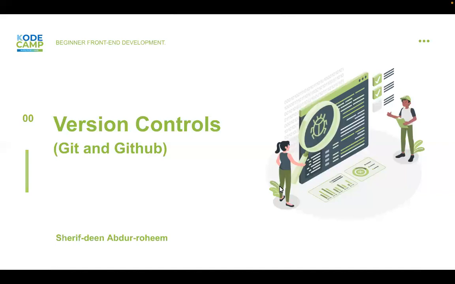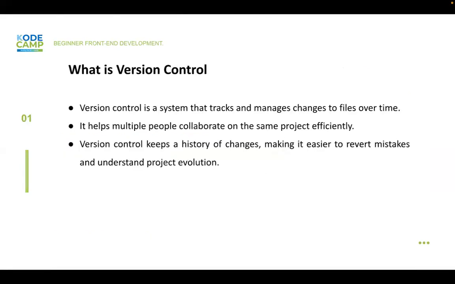Today we are going to be looking at Git itself and how to go about GitHub. So, version control, what is version control? Version control is a system that tracks and manages changes to files over time. It helps multiple people collaborate on the same project efficiently. Version control gives a history of changes, making it easier to revert mistakes and understand project evolution.